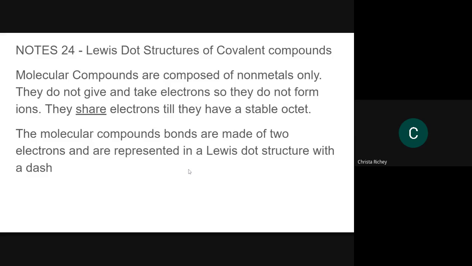Okay, so you have at least 2 different elements, and they will be sharing electrons in bonds instead of stealing them from each other like on ions. And so we show a shared electron as a dash, okay? If they're a lone pair of electrons, then it's 2 dots.